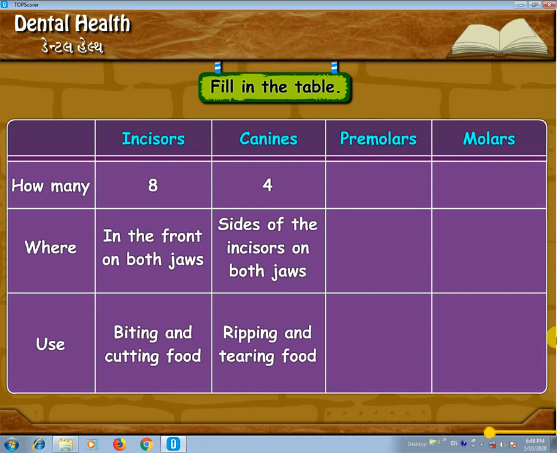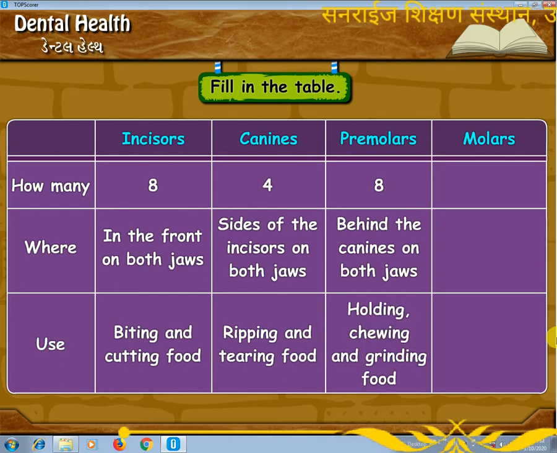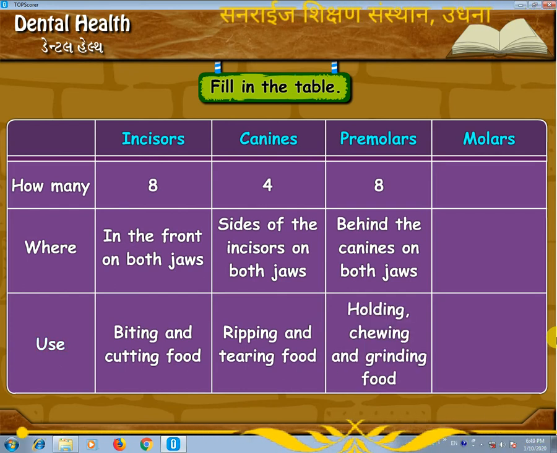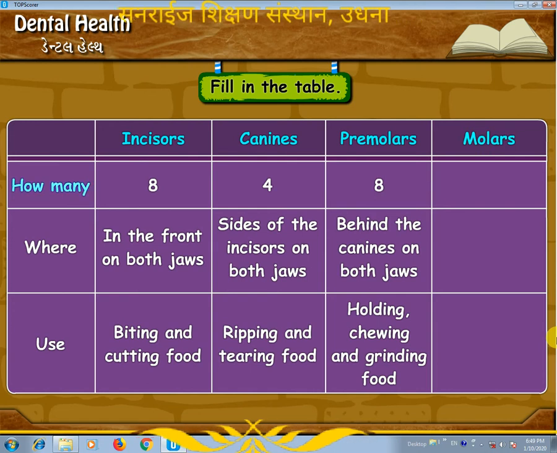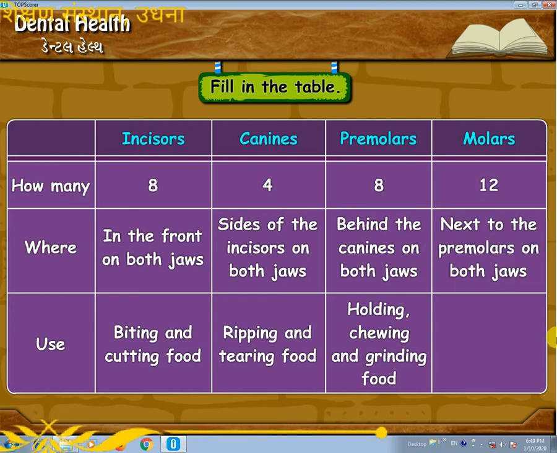Premolars. How many? 8. Where? Behind the canines on both jaws. Use: holding, chewing, and grinding food. Molars. How many? 12. Where? Next to the premolars on both jaws. Use: grinding food.